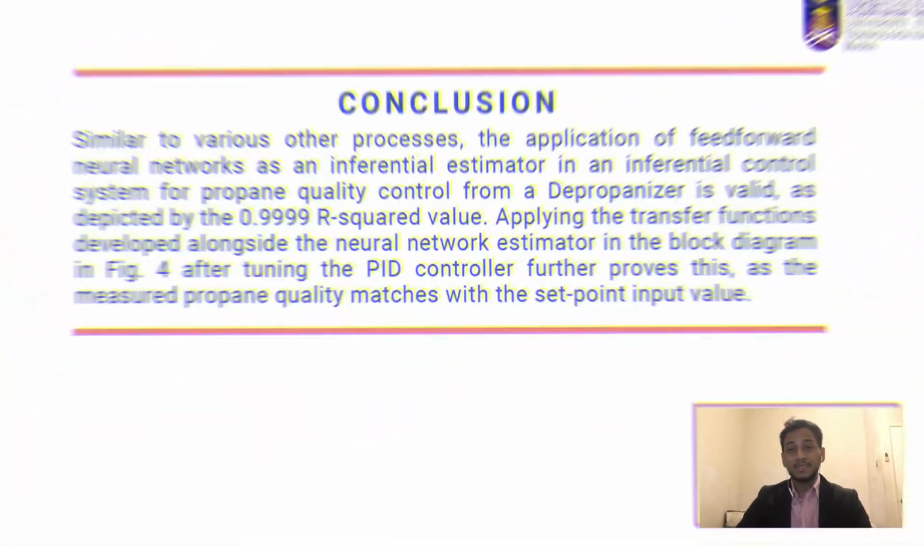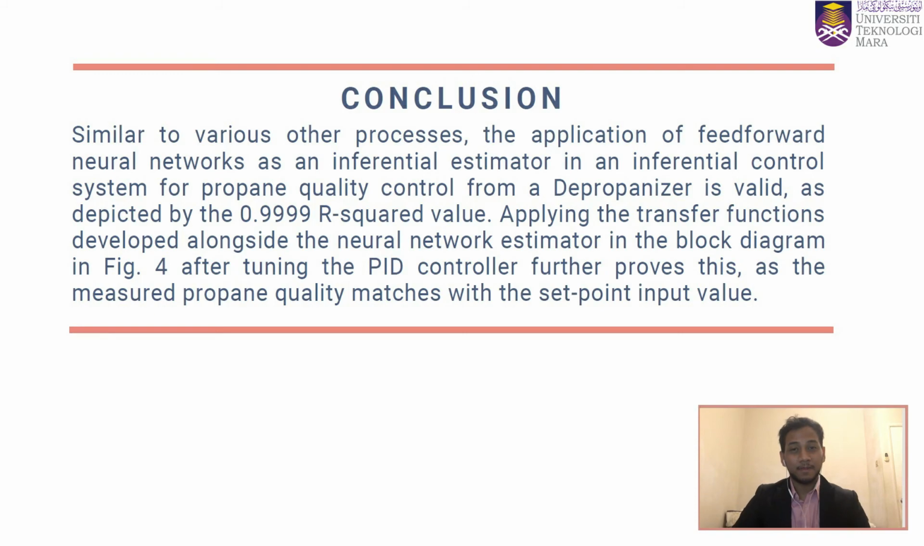To conclude, the aims and objectives of this study were all achieved. Similar to various other processes, the application of feed-forward neural network as an inferential estimator in inferential control systems is a valid proposal, as depicted in this study with the 0.9999 R-squared value for the neural network estimator. Using the transfer functions developed, the neural network estimator developed, as well as the inferential control system designed, it can be seen that the overhead propane quality can be controlled using these models and the system that was designed. Although the range is limited, the objective of this study, which is to control the overhead propane quality in the first place, is still achieved.